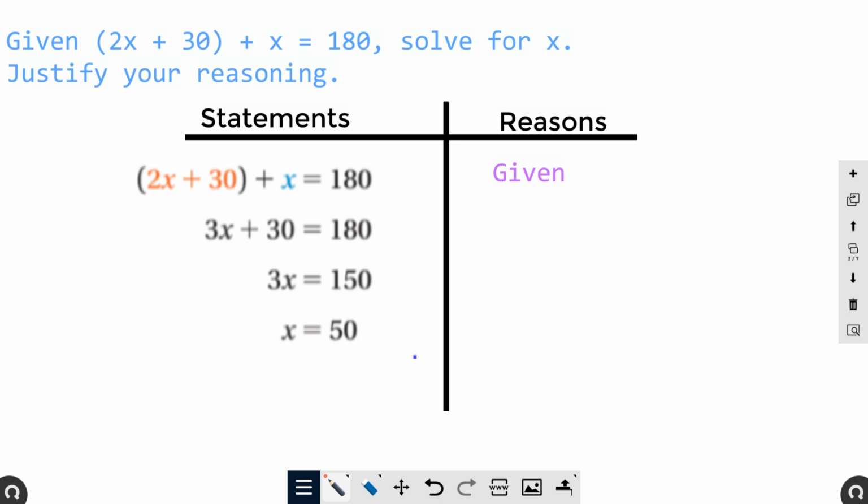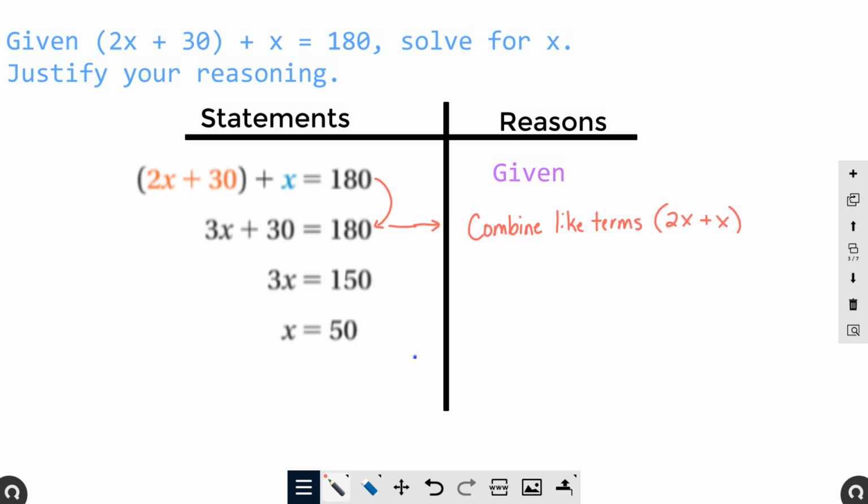Okay, so now to find your next reason, you say, what happened from here to here? And that's where I put my reason. So what happened from this statement to this statement? Well, just tell me what happened in words. It doesn't look like distributive property because I don't see things that are multiplied, but combined like terms. That is your reason. What was combined? The x. You can even put in parentheses if you want to what two terms were combined. They combined 2x and x to make 3x.